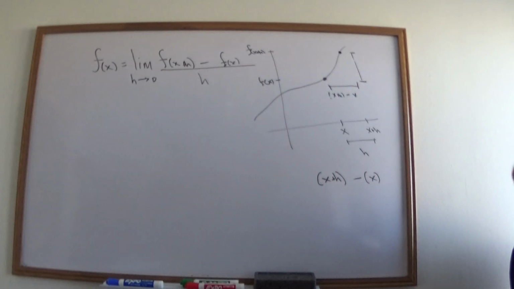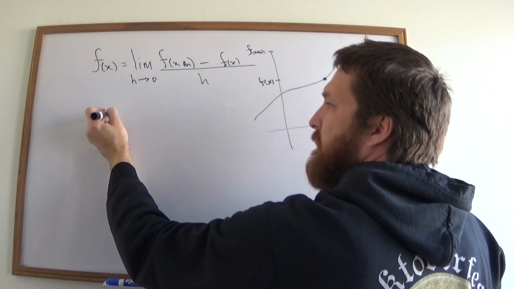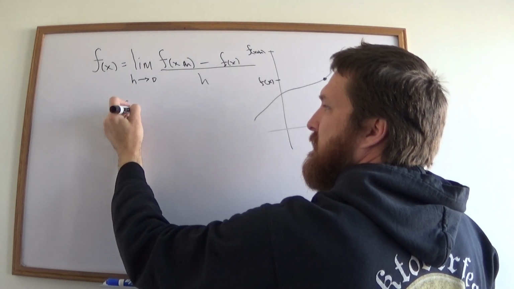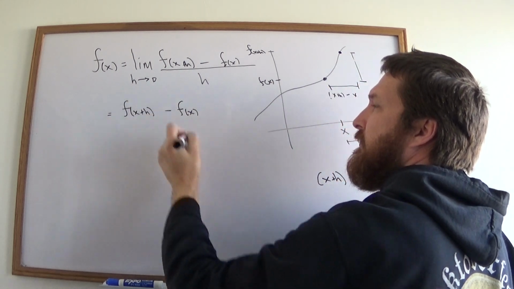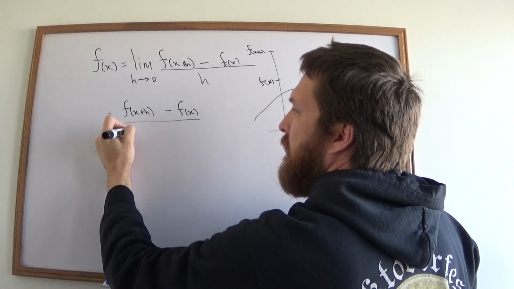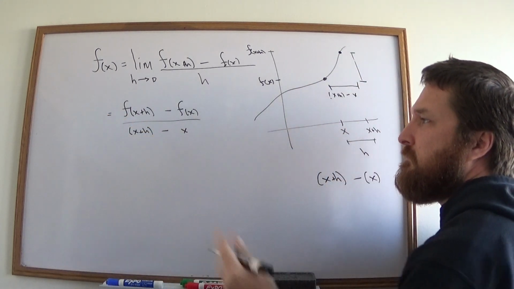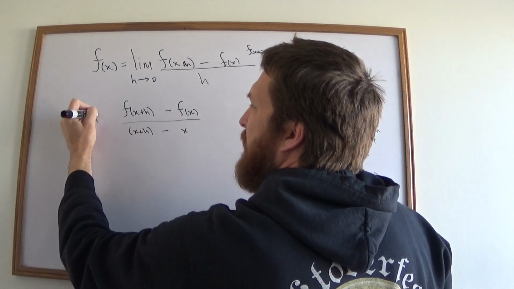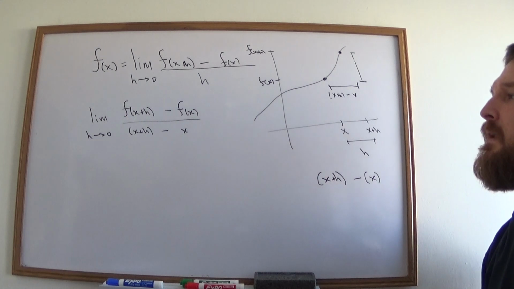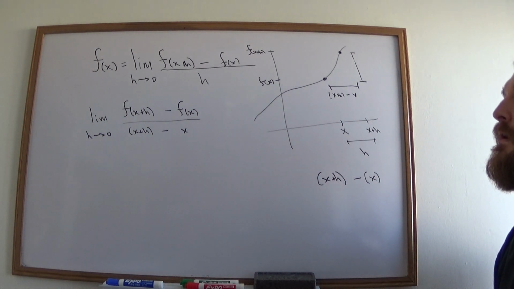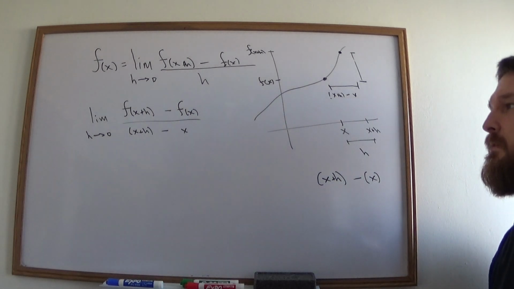Let's write that again. It's the limit as h goes to 0 of the one on the right minus the one on the left, over the one on the right minus the one on the left. And it's the limit as h goes to 0, right? So it doesn't have to be h. And this is what we're about to go into.